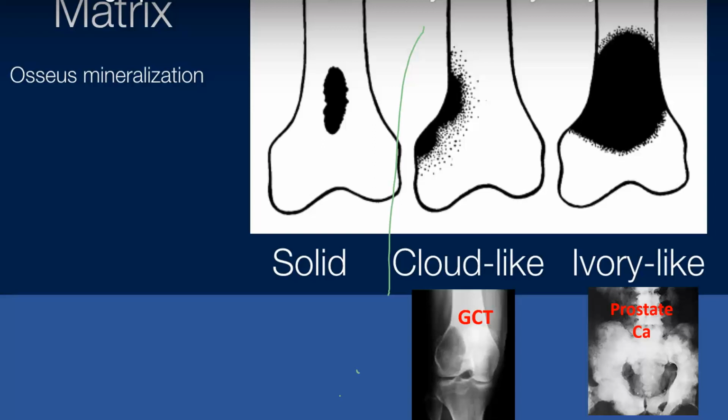On the other hand, if you see an ivory-like lesion, and it's so dense as the X-ray on the lower right-hand side, this is prostate cancer. So if you have all these in your mind, then you can make a diagnosis before even going into CT scans, MRIs, scintigraphy. You can have an idea. This helps you.